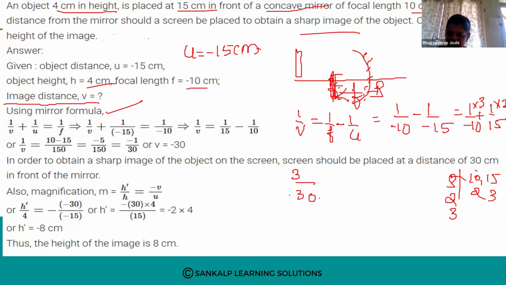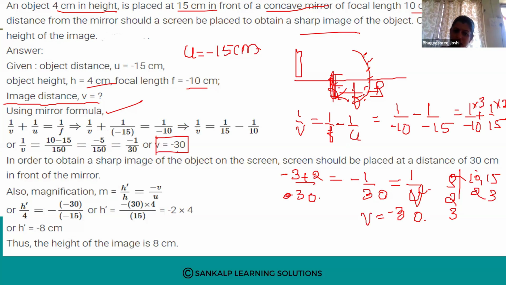Minus 3 plus 2. Therefore, it is minus 1 divided by 30. So minus 1 divided by 30 means minus 3 plus 2 is minus 1 divided by 30. This is the value of 1 upon V. Right? Then what is V? V is minus 30. Yes or no? V is minus 30.